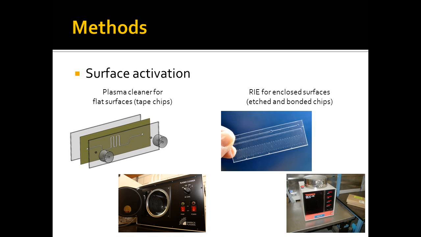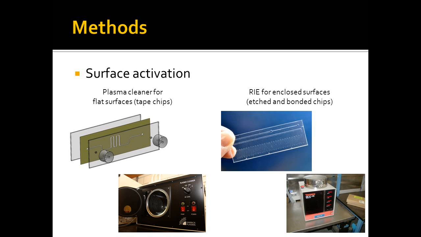For etched chips, the typical plasma cleaner that we use can't activate interior surfaces. It's more directional, whereas the RIE can etch into closed channels.